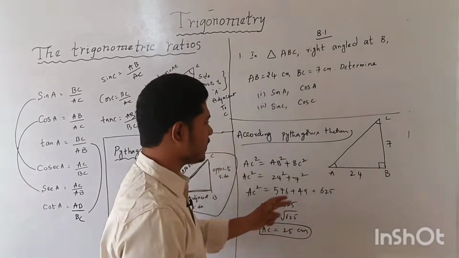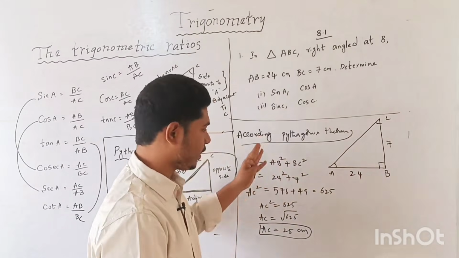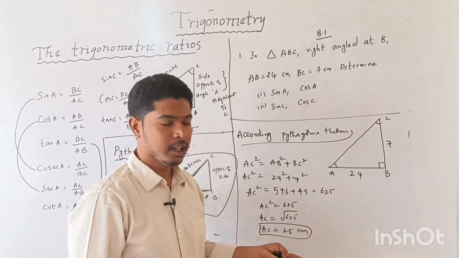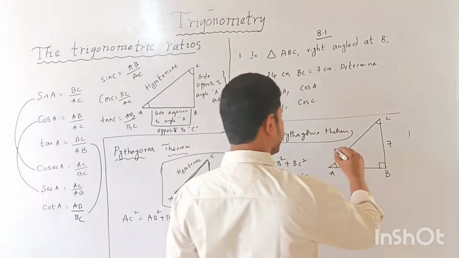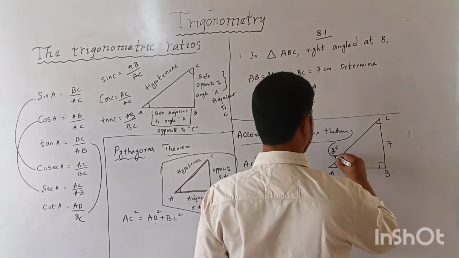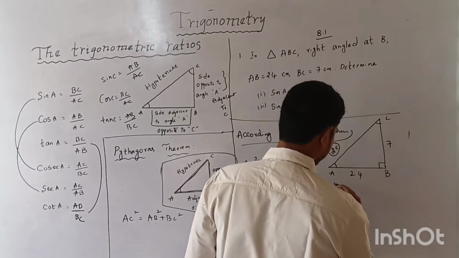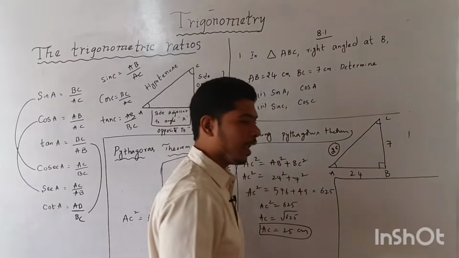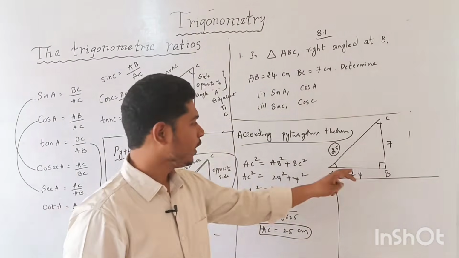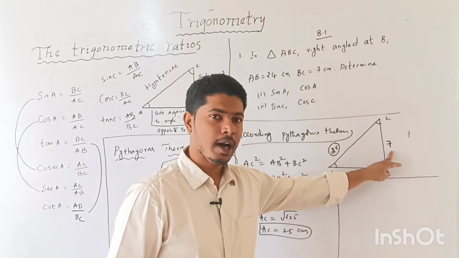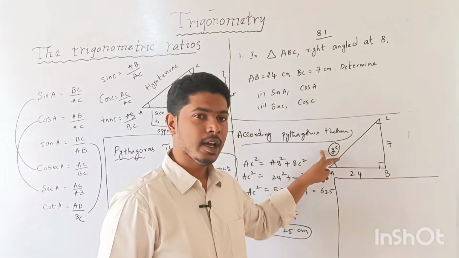We know what AC is. With the help of the Pythagoras theorem, we solved for AC. That is, AC is equal to 25. Now we can find anything. We can find any trigonometric ratio. We have the adjacent, we have the opposite side, we have the hypotenuse.